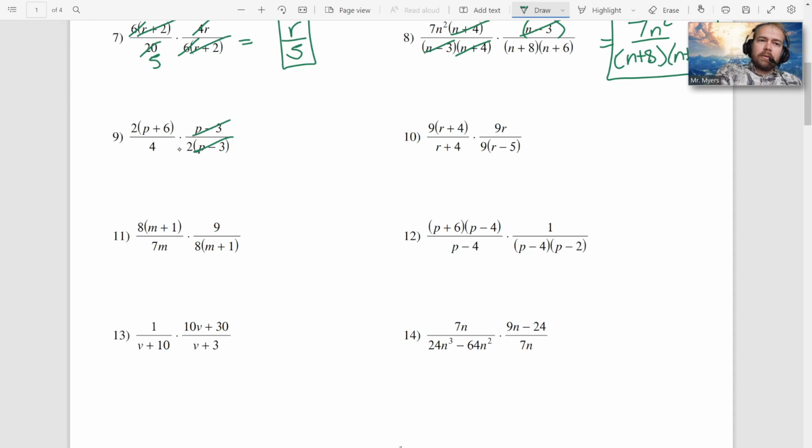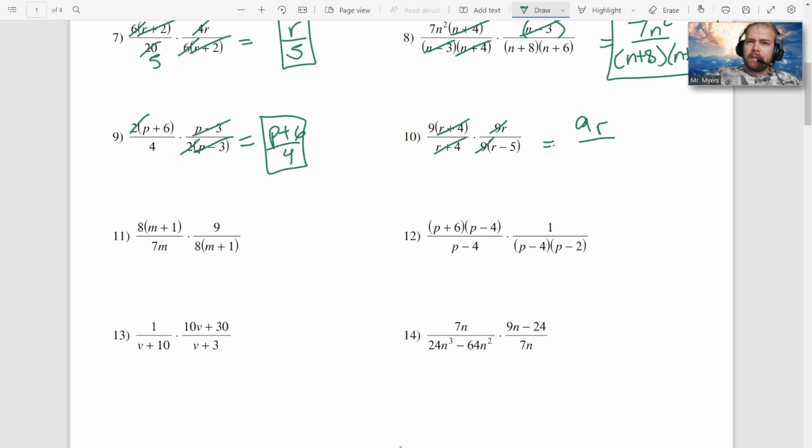P minus 3's cancel. 2's cancel. So P plus 6 over 4 is the answer. All right. Same thing over here. Let's see. R plus 4 and a 9. And I think that's it. So it's going to be 9R.